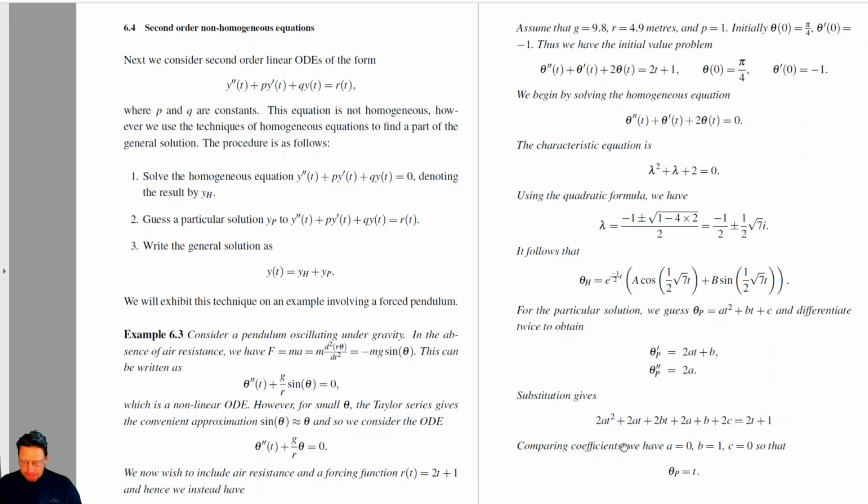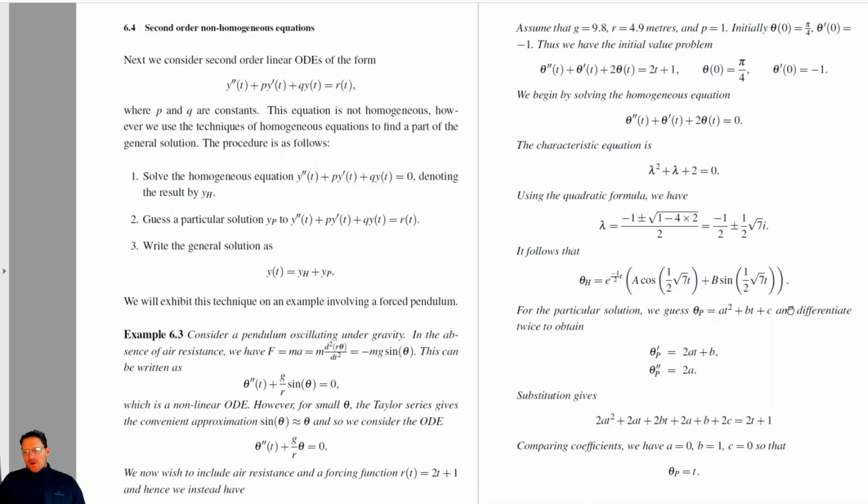2a t squared plus 2at plus 2bt, right? All of this is equal to 2t plus 1. Okay, so we solve that because we need the coefficients of these things to match. We've got a is 0, b is 1, and c is 0. So that just gives us that theta subscript p is t. It's very simple in this case.